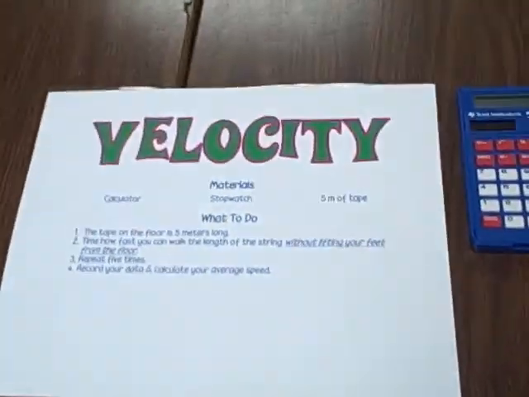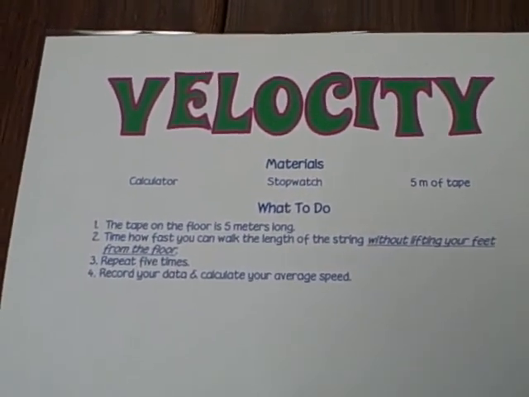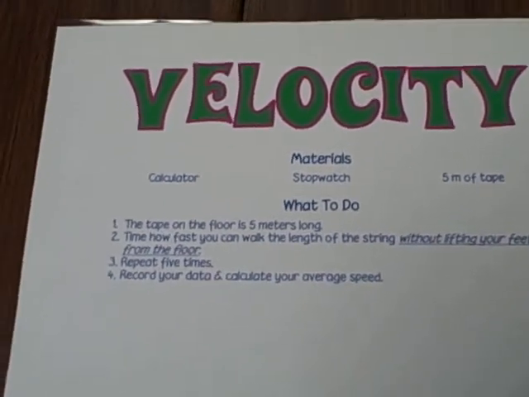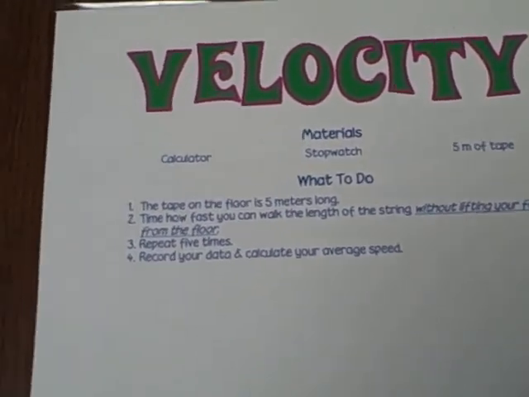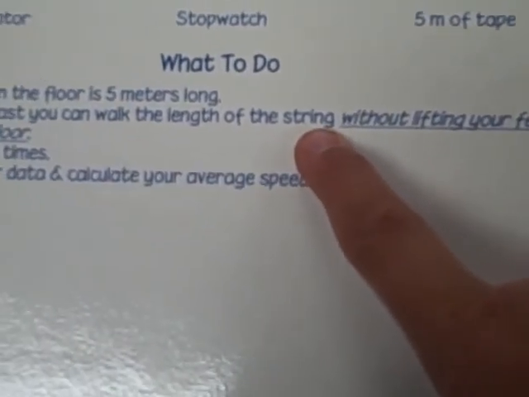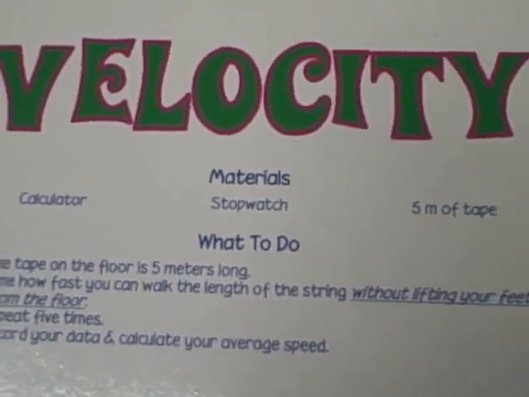Now your paper says velocity, and the only difference is that velocity has direction. So if they're adding velocity on their paper, make sure they put a direction: north, south, east, west, left, right, front, backwards. And also I found a discrepancy here. It says string where it should say tape. So just whatever you put down, have the students use that.